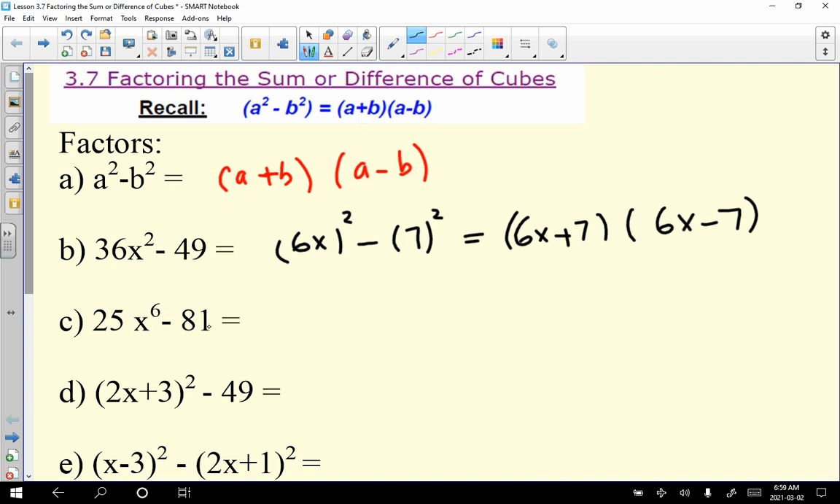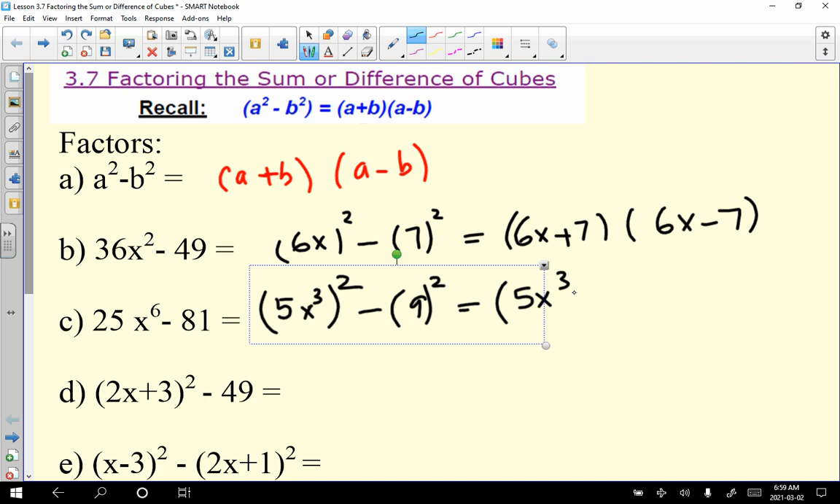25x to the power of 6 minus 81. How do we write that as a difference of squares? It is the square of 5x cubed, right? If you square that, you get 25x to the power of 6, minus the square of 9, right? 9 times 9 is 81. So this could be factored as 5x cubed plus 9 times 5x cubed minus 9. And they can't be factored any further.